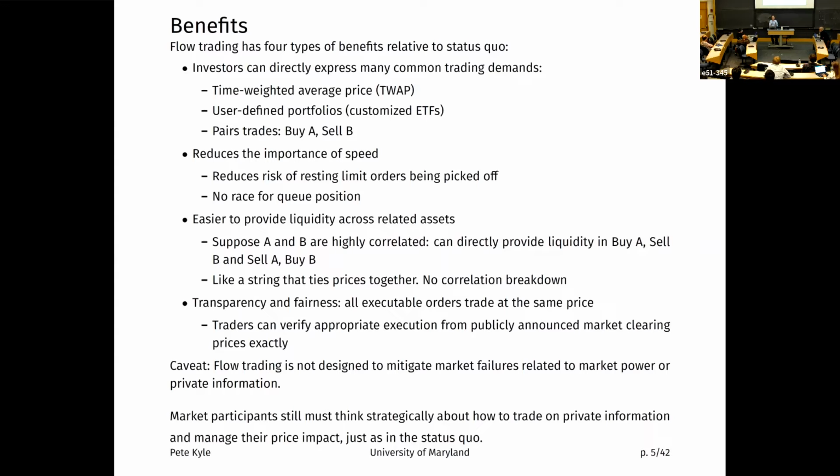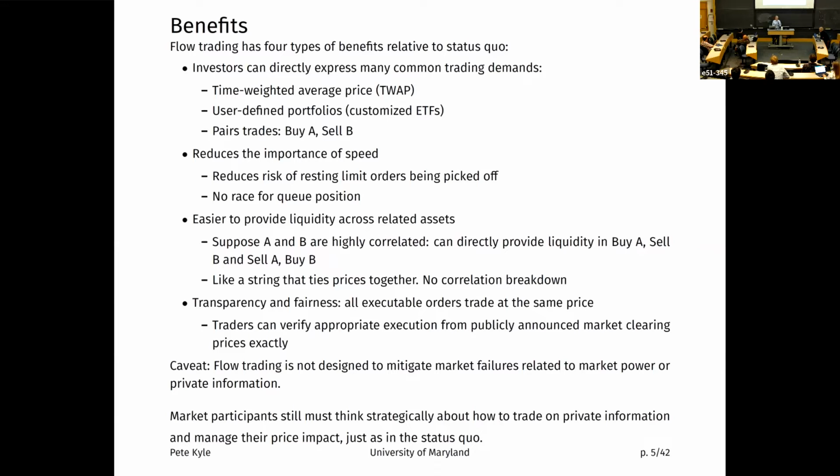If you see the price on the screen, you've got a strictly downward sloping demand schedule. You can calculate exactly the quantity that you should have traded, and it makes the market more trustworthy, more transparent, and fair from the perspective of the traders.